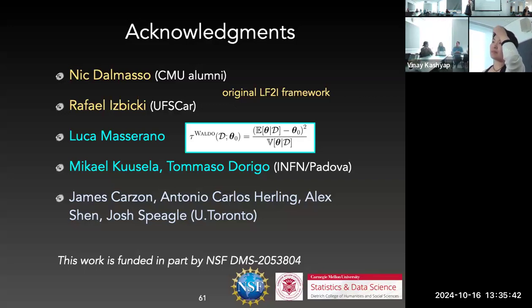And then, if I may, just a quick follow-up question. I don't know if you're familiar with Kyle Cranmer's work on this, likelihood-free inference, where we directly regress the likelihood from particle physics.